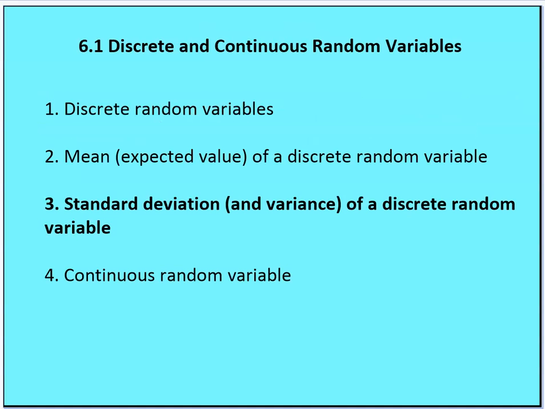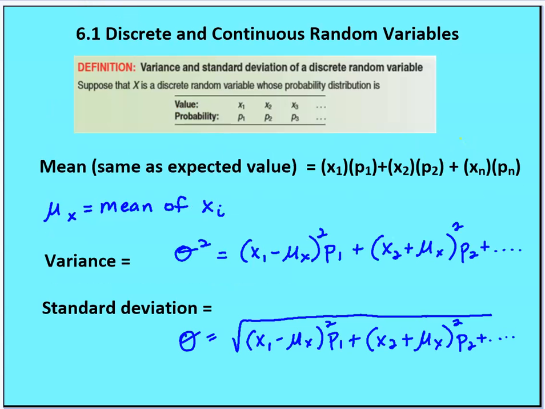All right, so let's talk about standard deviation and variance of a discrete random variable. All right, so mean expected value, that's something we get from the probability weighted outcomes, right? So we multiply whatever the probability is times the value of that event. So x1 times p1 plus x2 times p2, etc. That's the expected or the mean value of an event.